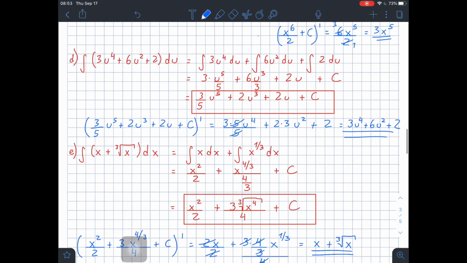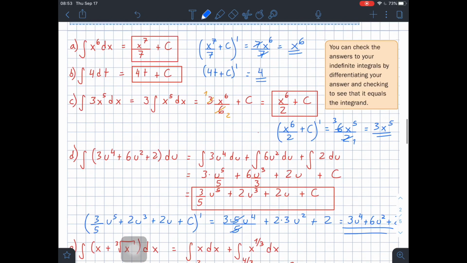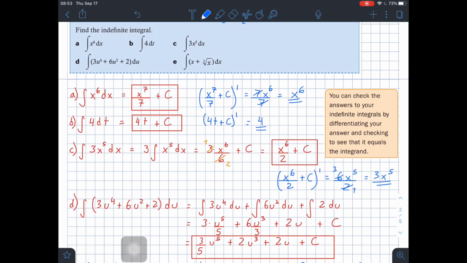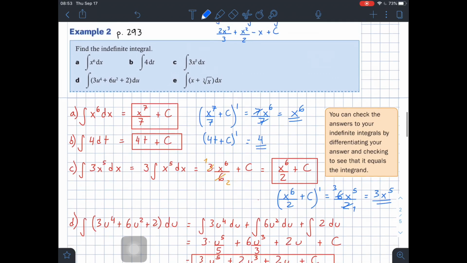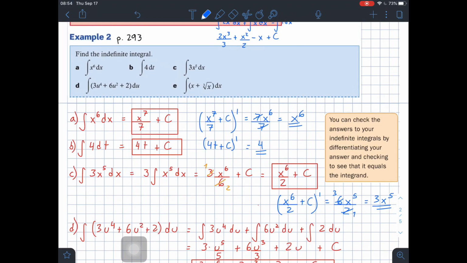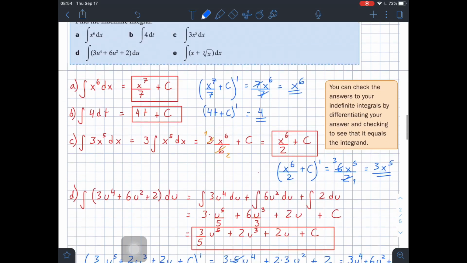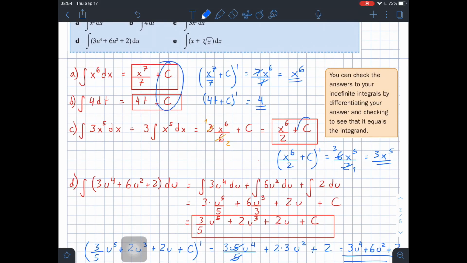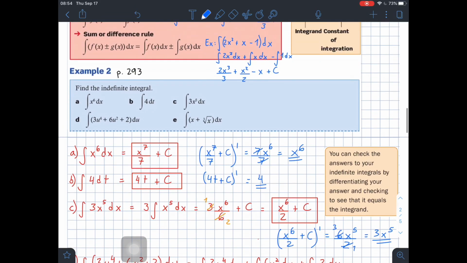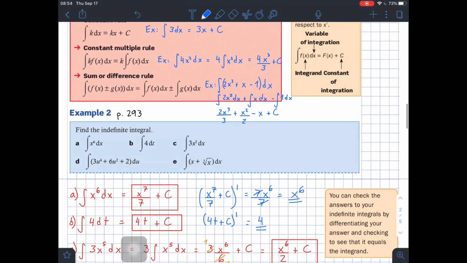I hope this is clear for you. It's quite easy. It's basically the same thing as derivatives. It's just applying some rules. The rules are the opposite of those from derivatives, but the way of working is exactly the same. The only thing you need to remember always is to add the plus c at the very end when we're working with indefinite integrals.